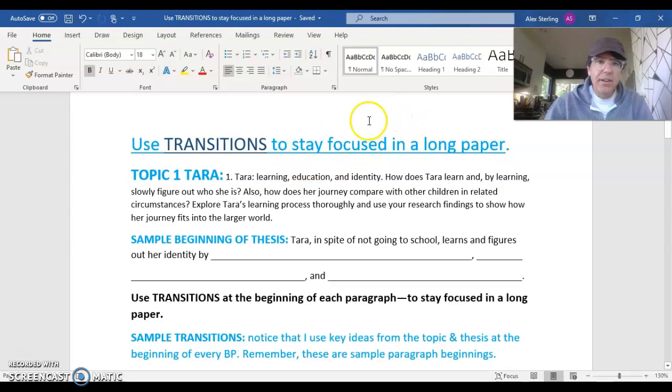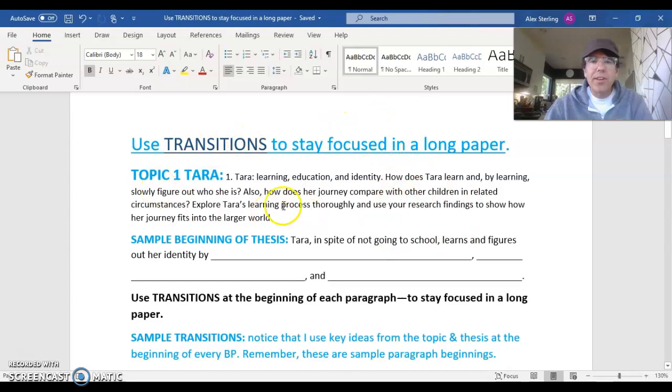So this handout here, which you can find in Canvas, is about using transitions to stay focused in a long paper. And what I have in this handout is examples of transitions. Think of a transition as being any words you use to move from one thing to the next. And often the most important transitions are at the beginning of a paragraph, because at the beginning of a paragraph, you have to move your reader to the new thing.